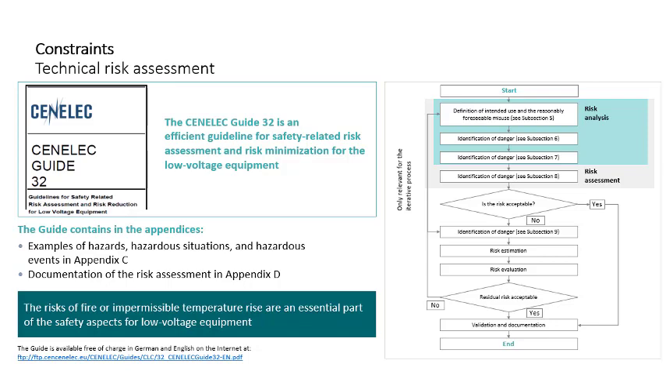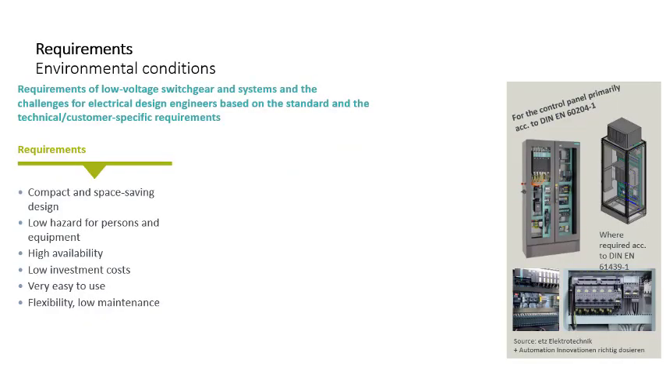Here, you can see the Cenelec Guide 32, which is downloadable for free from the link at the bottom of this page. In it, you will find examples of hazards, hazardous situations, and hazardous events in Appendix C, and also documentation of the risk assessment in Appendix D. The risks of fire or impermissible temperature rise are an essential part of the safety aspects for low voltage equipment. Hence the reason why we do these heat loss calculations.